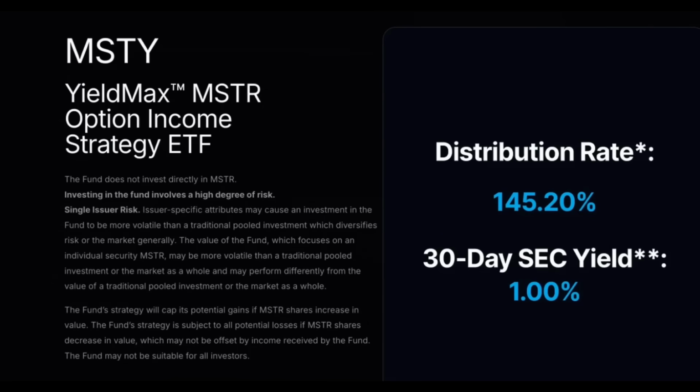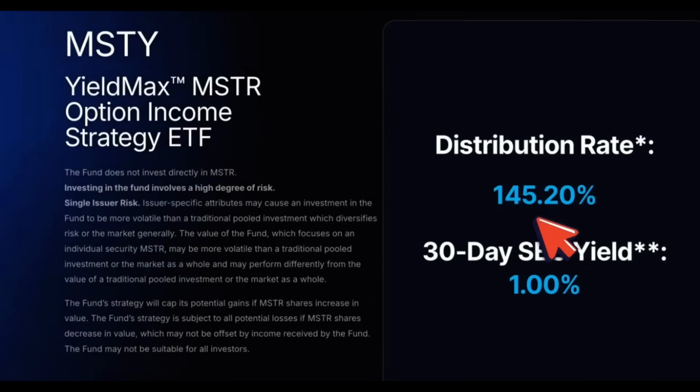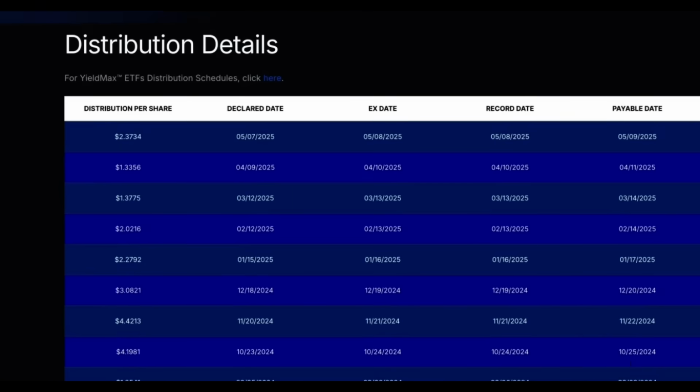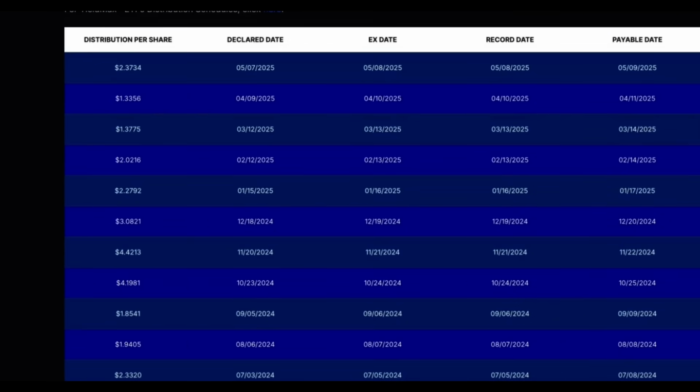The second thing we're going to look at is distribution history. We know right now the distribution rate is 145.20. When we come to distribution details, we can see that MSTY has been paying distributions from April 8th, 2024 to now. The last distribution paid was May 9th, 2025. So it has been more than a year since the first time they paid a distribution. But when we look at the amount they've been paying, we can see it's not consistent. And this may make it very hard for someone to know exactly how much they should invest to generate a certain amount of income. Next, I'm going to show you a very easy way to do that.